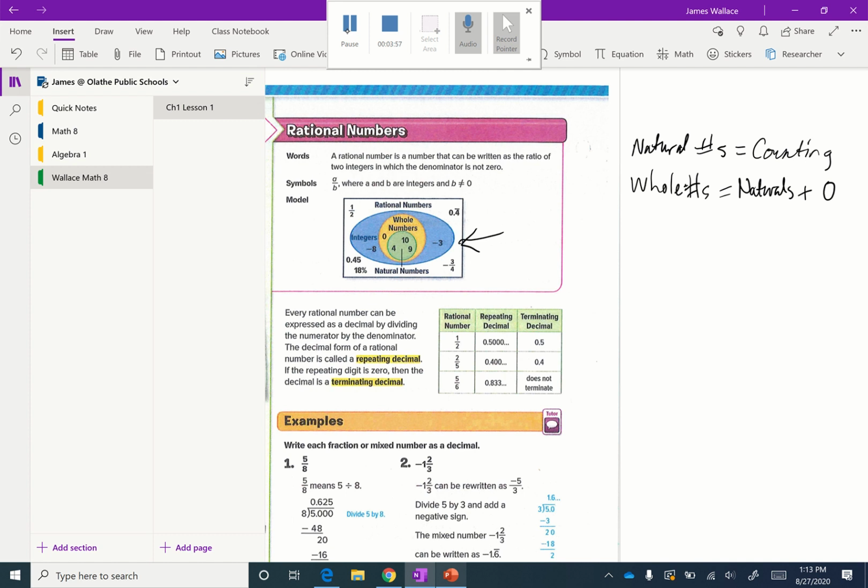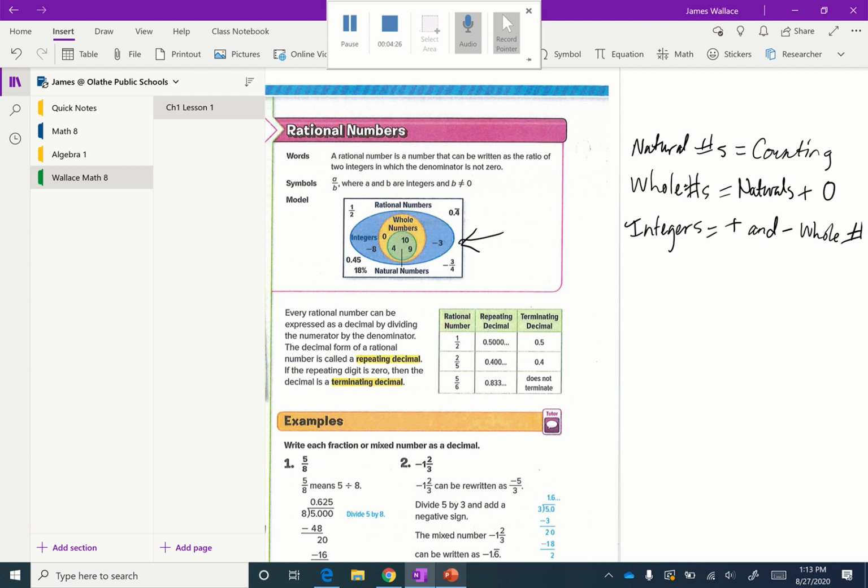Next you have integers. Integers are just like whole numbers, the difference is they are both positive and negative whole numbers. That's all an integer is. You can have positives and negatives. Natural numbers and whole numbers do not include negatives. So that's integers.